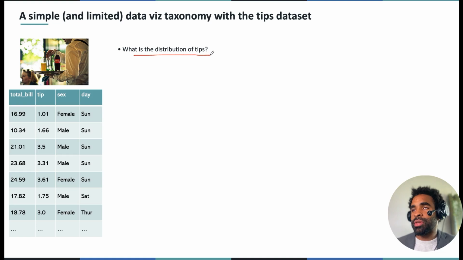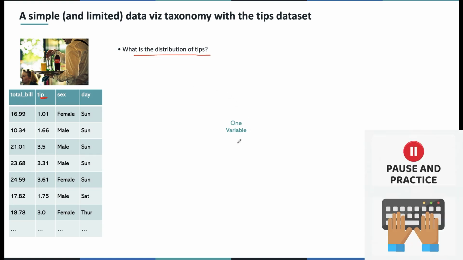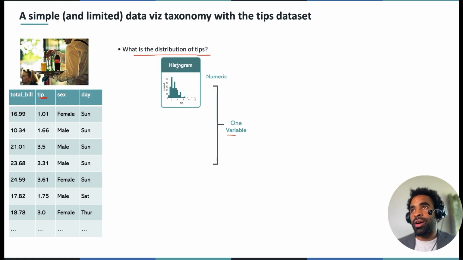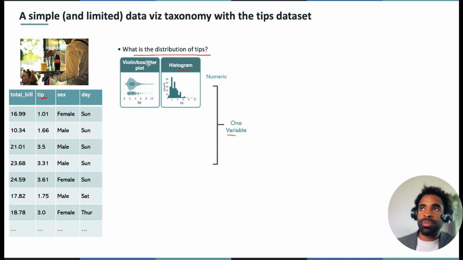What is the distribution of tips? Now, at each stage of this, I want you to pause the video and think about how you would visualize this data. So how would you visualize the distribution of tips? Well, like I said, we're creating here a one variable numeric visualization. And the major visualization styles we can use are histograms and also violin plots or box plots or jitter plots, which are all very similar.